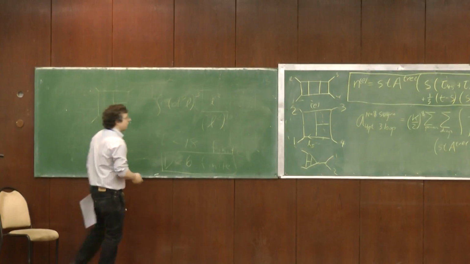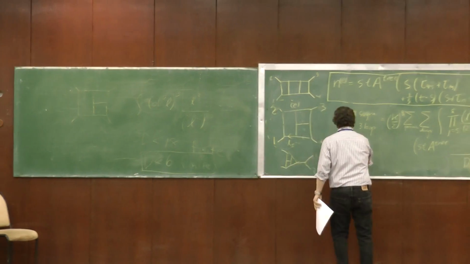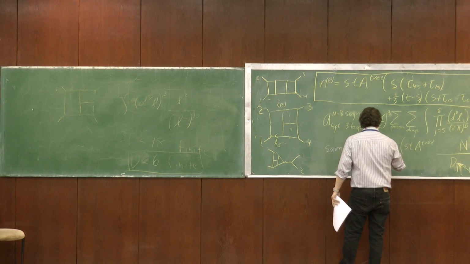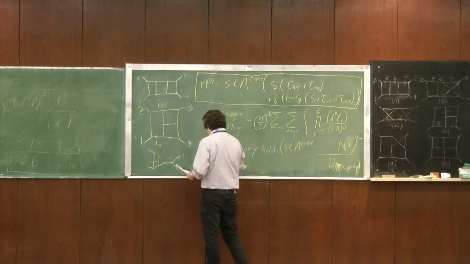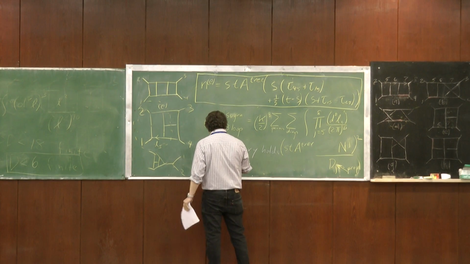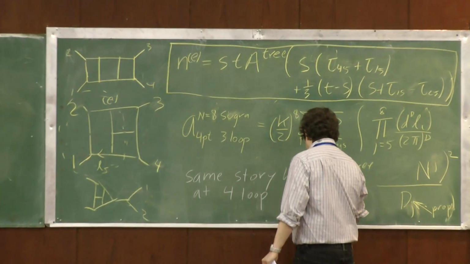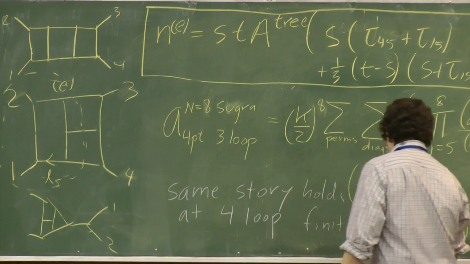So let me just put it here. The same story holds at 4 loops. And it's finite for D less than 11 halves.